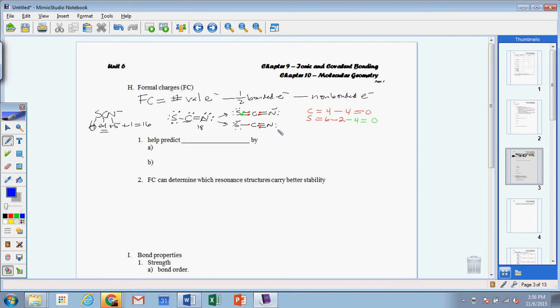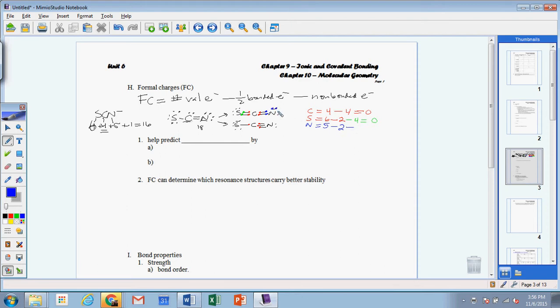I'll do the nitrogen in blue here. The nitrogen on the right-hand side comes in normally with 5 valence electrons. Let's subtract the bonding electrons. There are 4 bonding electrons that nitrogen is surrounded by, so it's contributing 2 from those, so we're going to subtract 2. And then we're going to subtract any pairs of electrons.